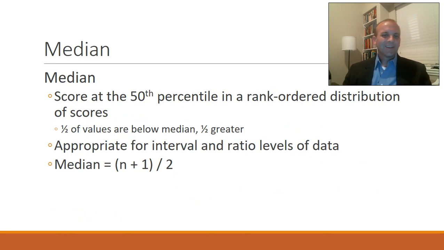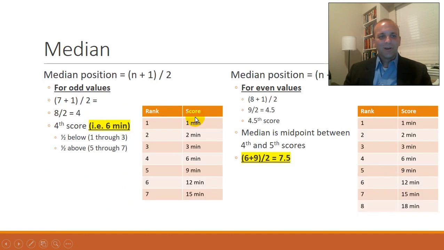All right, from there, the median. The median, here's the definition: the score at the 50th percentile in a rank ordered distribution of scores. So half the values are below the median and half the values are greater than the median. It's appropriate for interval and ratio levels of data. And here's the equation. So hopefully the next slide is a little more relevant and a little more helpful.